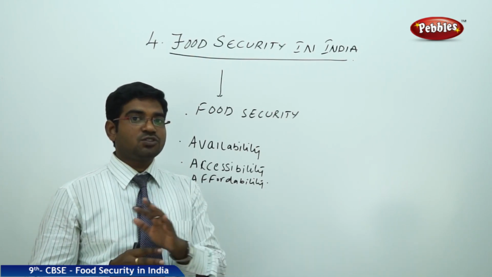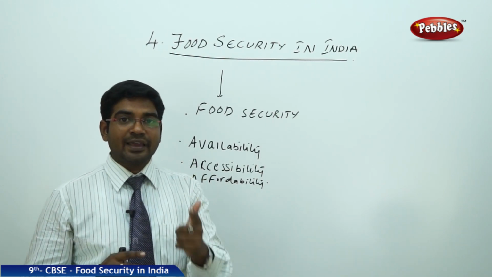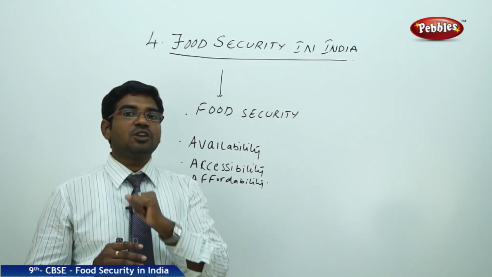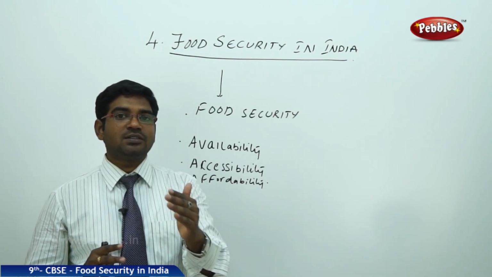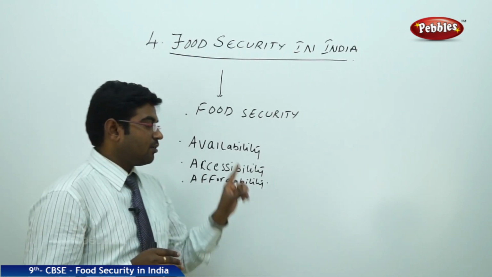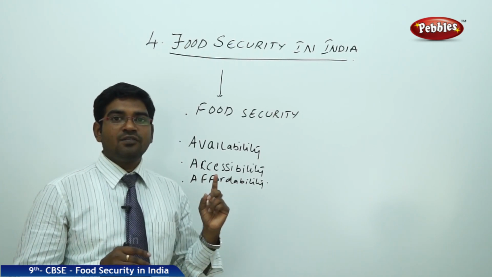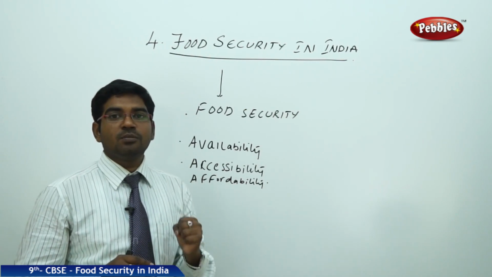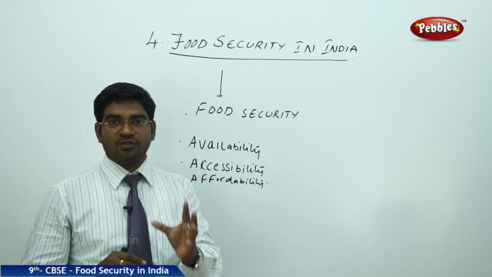So non-affordability should not be there. It should be available to all of them, it should be accessible to all of them, and at the same time, it should be at a reachable cost where they can purchase it within their purchasing limit. So food security in simple terms means availability, accessibility, and affordability. One, everybody has to get the chance to obtain food. Second, it should be at a reachable cost for everyone.